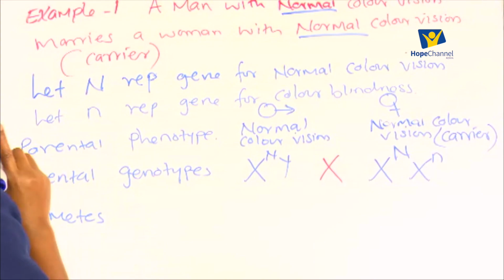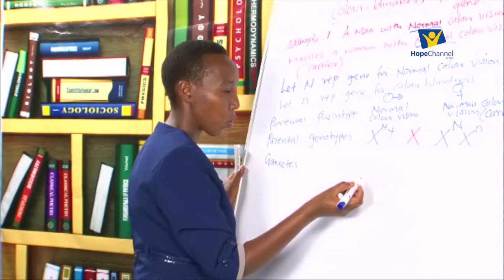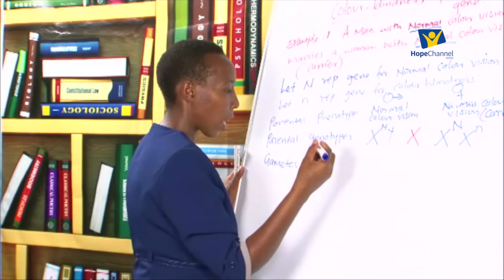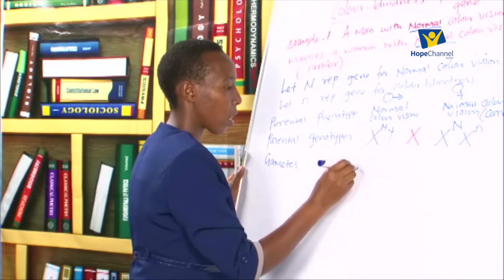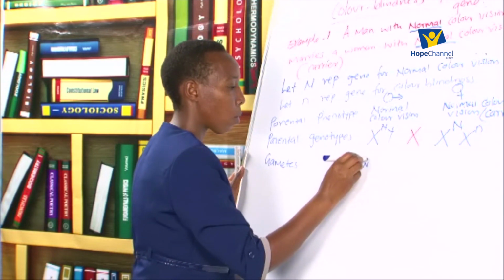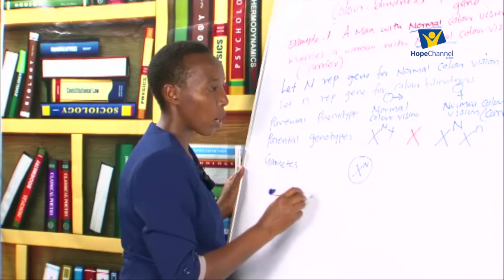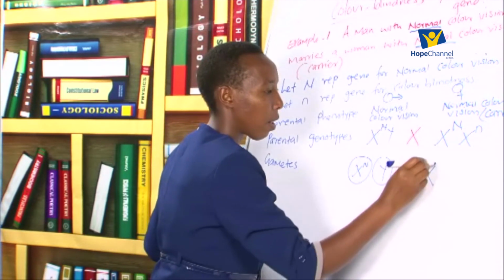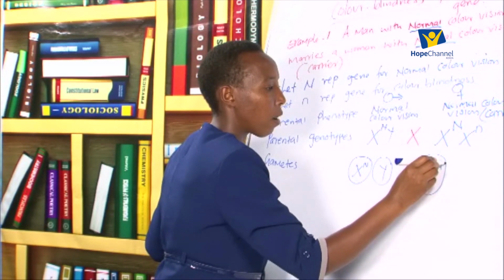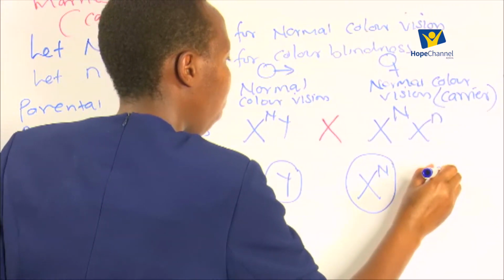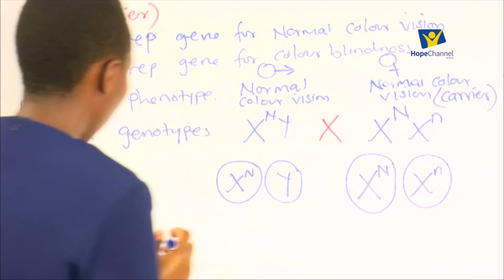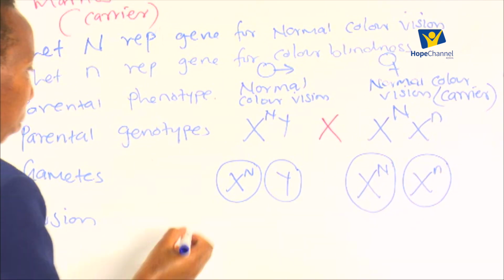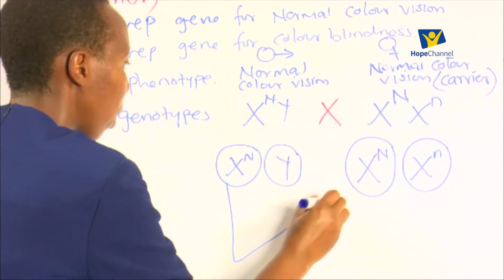So gametes, in this case, after meiosis, what do we expect? Each reproductive cell will have a given chromosome. So in this case, you are going to have X with the normal gene for normal color vision and our Y. Then we are going to have the other one. Remember we said our circle should be complete. Then we do fusion, which is the same as fertilization. Remember we said fertilization is a cause of variation.